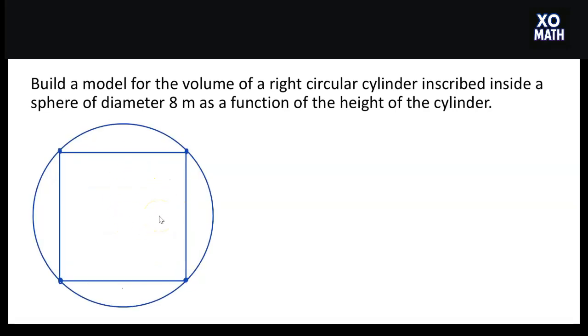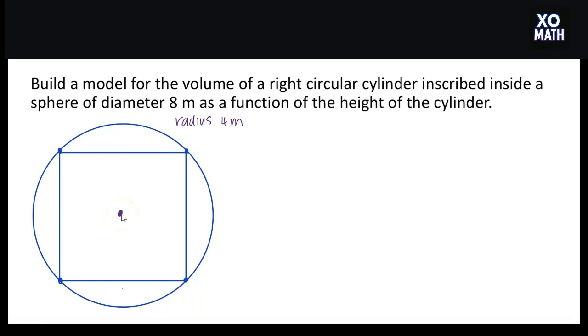Here is an image that represents the two-dimensional representation, where imagine sort of looking at it from the side. We have this rectangle inside of a circle. Now we were told that the sphere has a diameter of 8 meters. So that also means that the radius is 4 meters. So that means from the center of the sphere, or in our case, the two-dimensional representation from the center of the circle, the radius is 4. So the distance from the center to any point on the circle has to be a length of 4 meters.